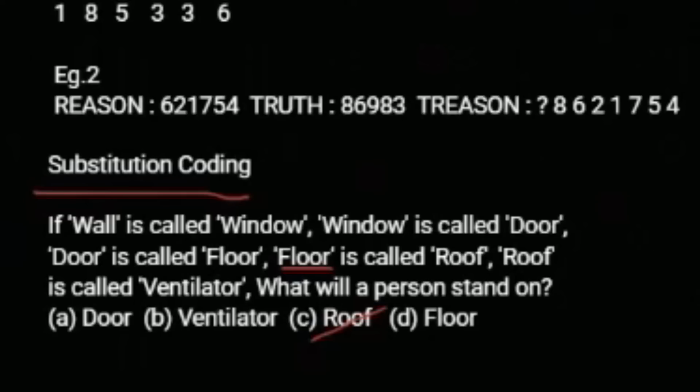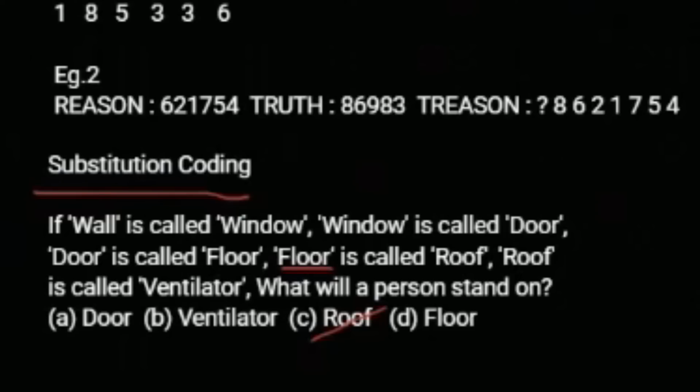Yes, can't understand. Sharmila, see, if wall is called window, window is called door, door is called floor, floor is called roof, roof is called ventilator. All these words are just creating confusion in the mind. The question is, what will a person stand on? Generally, where does a person stand? Can a person stand on a window? On a door? On a roof? Or on a ventilator? Where can a person stand generally?